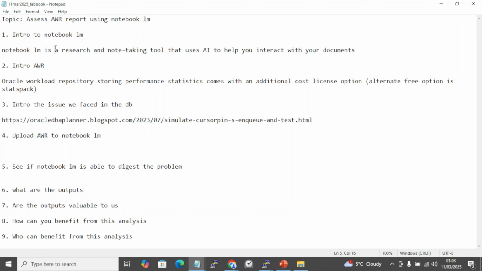Intro to the issue we faced, and this is already blog content from way back in July 2023. I have an AWR report for that particular day. This was an issue that I was facing in my work, wherein there were a lot of cursor pin wait events, and that was a concurrency related issue, and my database was not scaling up.